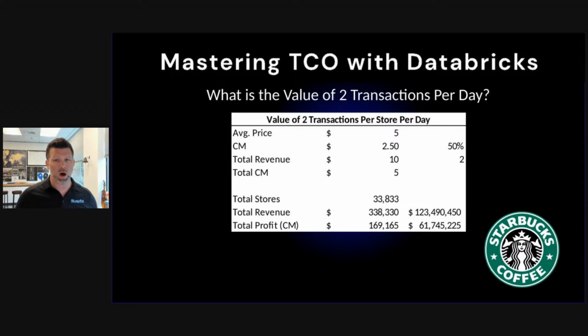So the question is, what is the value of 2 transactions per day? And my story, I've been a barista way back in the day. My mom owned drive-through espresso carts, but I've also worked for other folks.